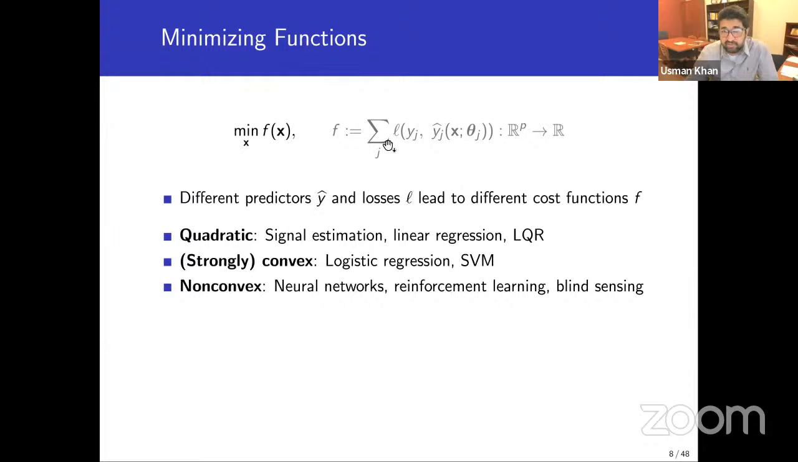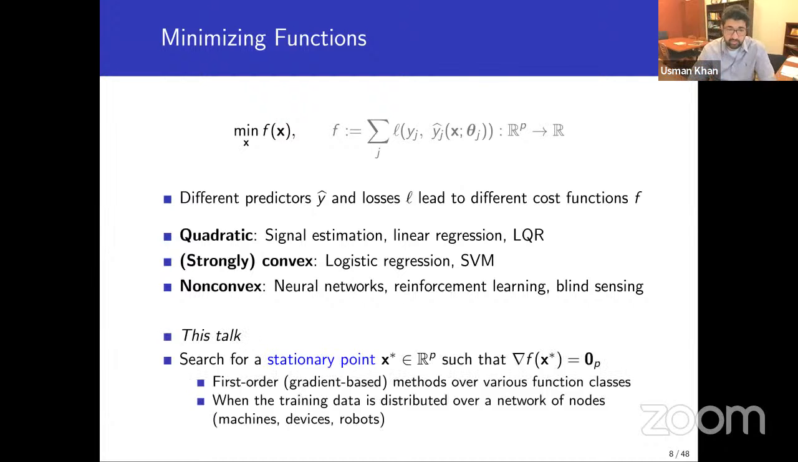And we can think of minimizing functions that are non-convex, where these loss functions are not necessarily quadratic, and especially the predictors are also not linear. We have seen these types of functions appearing in neural networks, dictionary learning problems, reinforcement learning, etc. So we would like to minimize functions. These functions could be convex, strongly convex, or non-convex, depending upon the application that we are working on. Based upon which class of function I'm working on, we will have different guarantees for the algorithms that we can develop. So in this talk, my goal is to search for a stationary point x star.